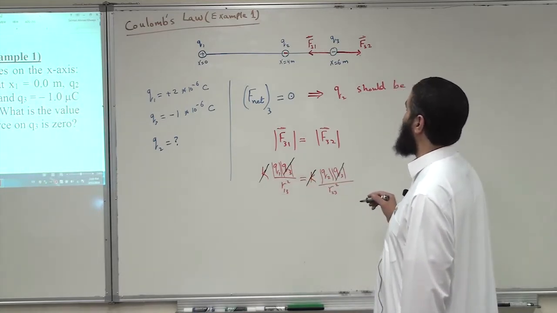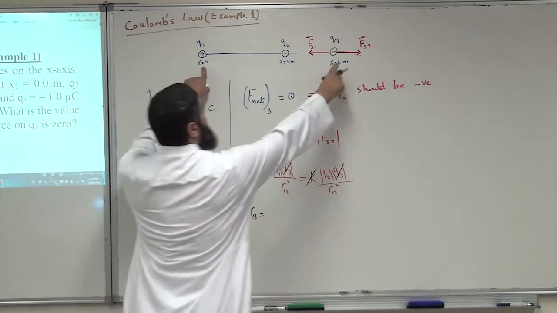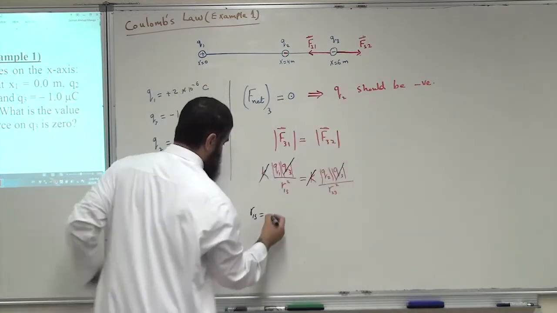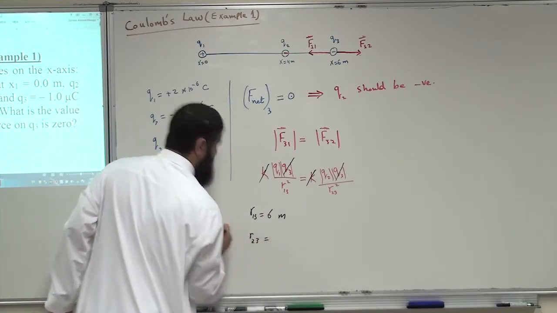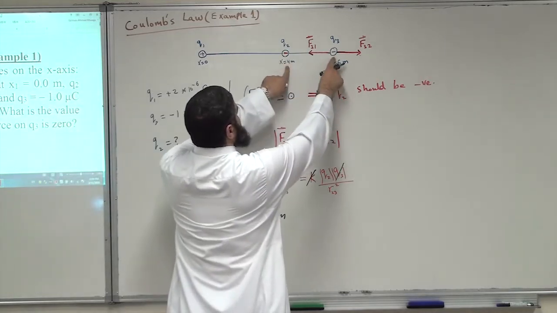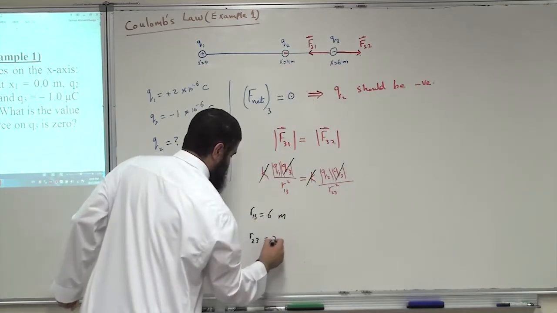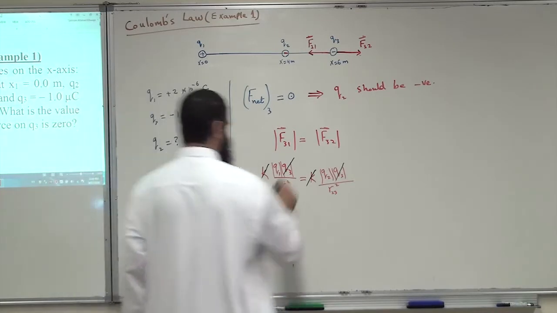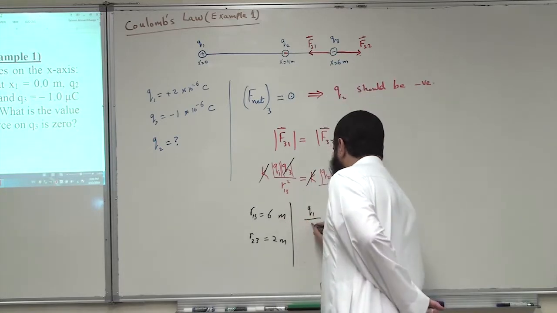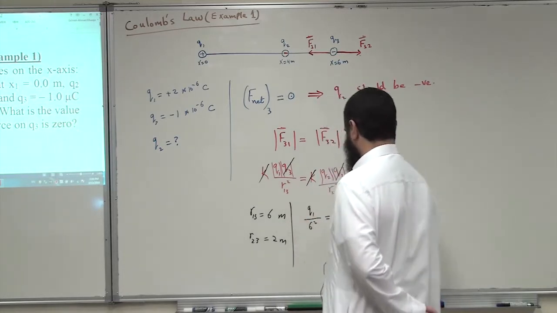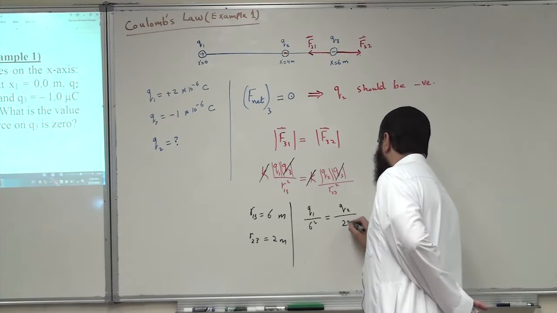But what is the distance between 1 and 3? We should write it here, R13. What is the distance between them? It is 6 meters. What is R23? If you focus on this, R23 is the distance between 2 and 3. This is x equals 4, this is x equals 6, so the distance between them will be 2 meters. So from here we can write that Q1 divided by R13, which is 6 squared, should be equal to Q2 divided by R23, which is 2 squared.